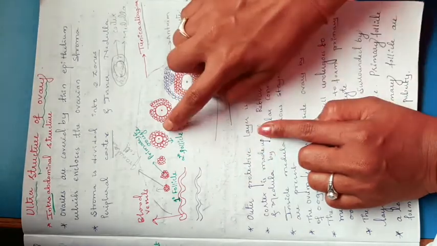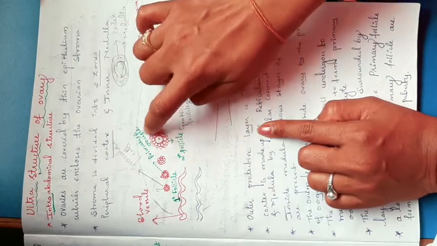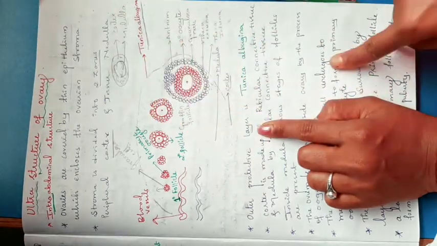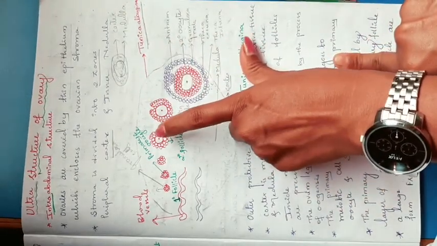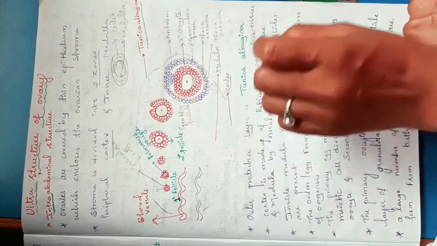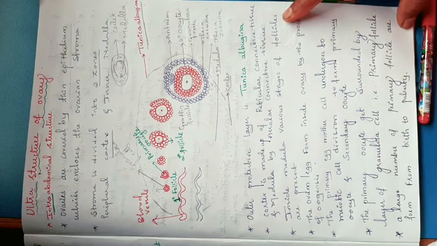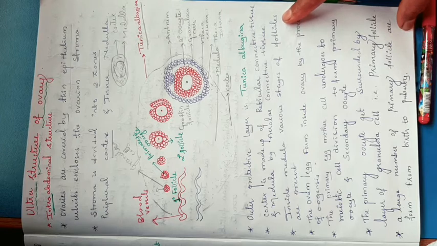Here the outer granulosa cells are divided and become many layers. But inside that secondary follicle, the primary oocyte is present. That primary oocyte becomes a secondary oocyte after the puberty stage. From birth to puberty, only the primary oocyte is present. The primary oocyte converts into a secondary oocyte after puberty.